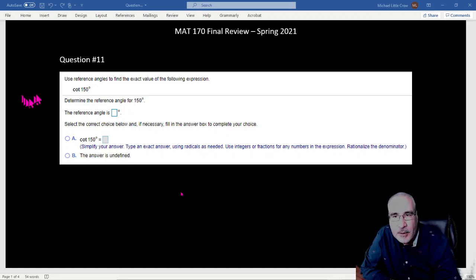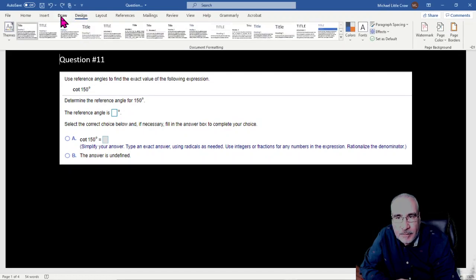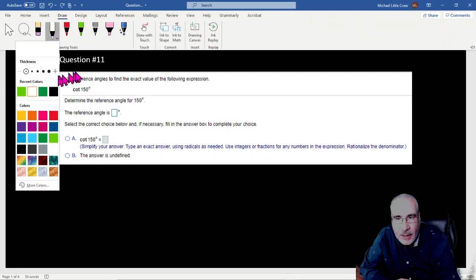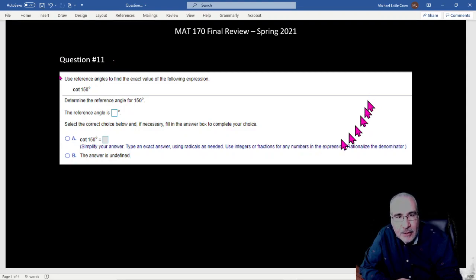So number 11. Now this is using reference angles to find the exact value. A number of students have asked me, do we need to remember or memorize the unit circle? So I'm going to take a little time with this one and show you a method that I use.